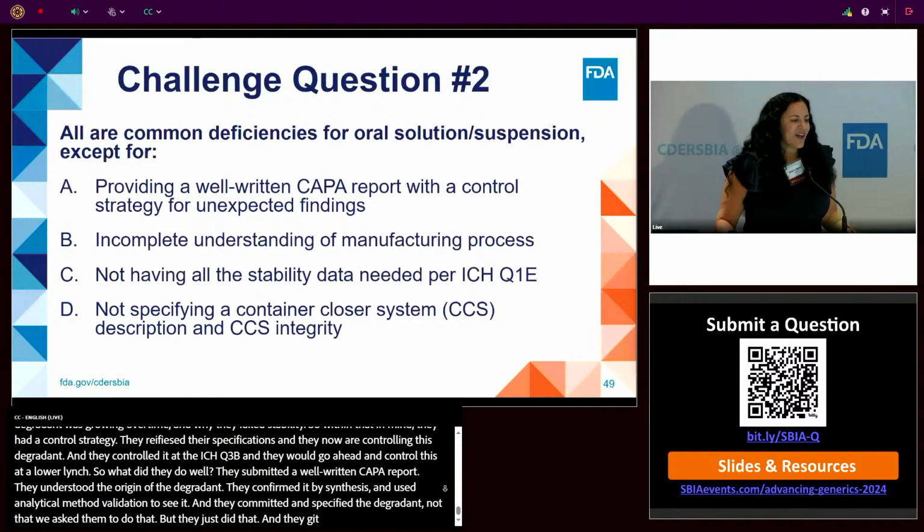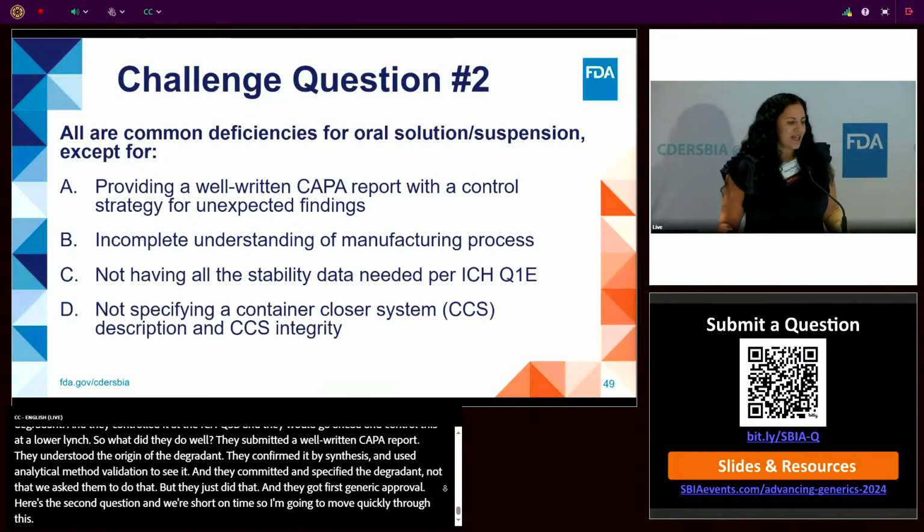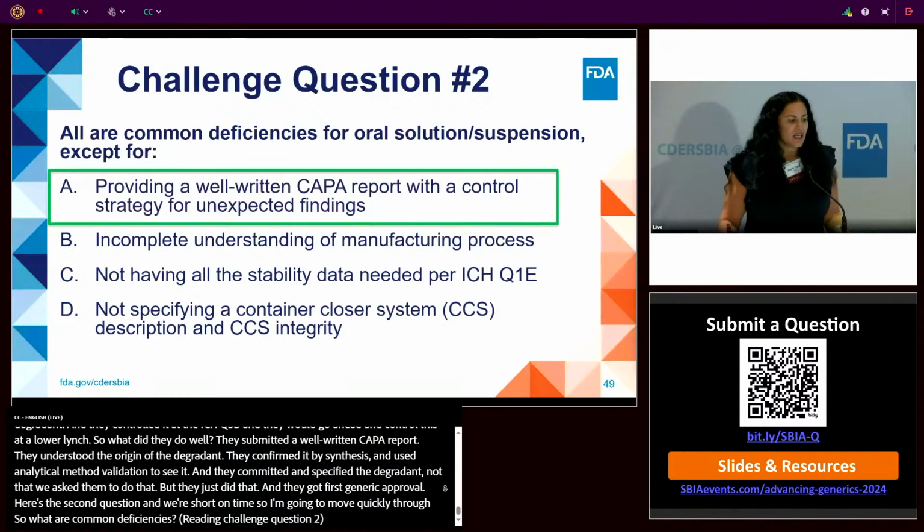So here's our second question, and I know we're short on time, so I'm going to move quickly through this. All are common deficiencies for oral liquids. So what is a common deficiency? Would it be a well-written CAPA report with a control strategy for an unexpected finding? Is there an incomplete understanding of the manufacturing process? Is there not specifying the container closure description and integrity? So if you think about this, what is a common deficiency? You know the last 3 are common deficiencies, but a well-written CAPA and understanding an unexpected finding, that's a good thing. So all the other ones would be common deficiencies.